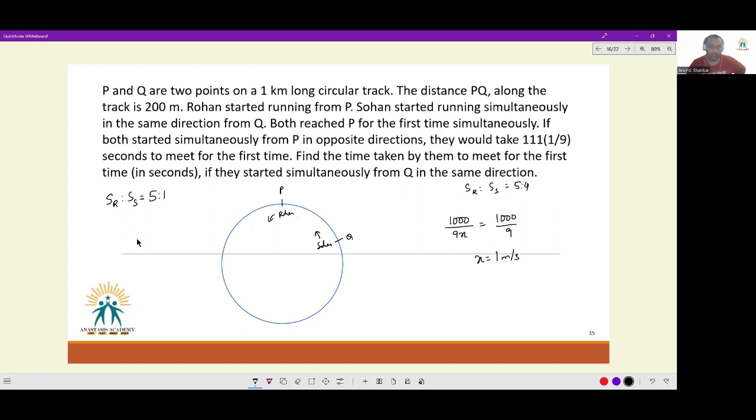On the other end of the spectrum, we have this. 1000 divided by 6x is equal to 1000 divided by 9, which means x is equal to 1.5 meters per second, which means speed of Rohan is 7.5 and speed of Sohan is 1.5.